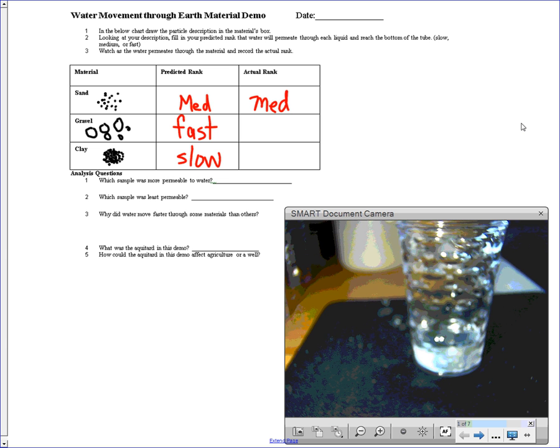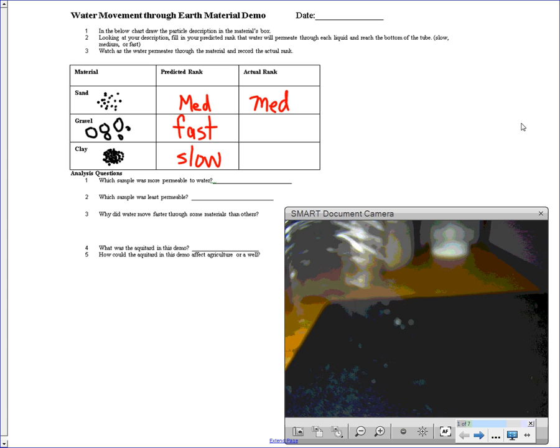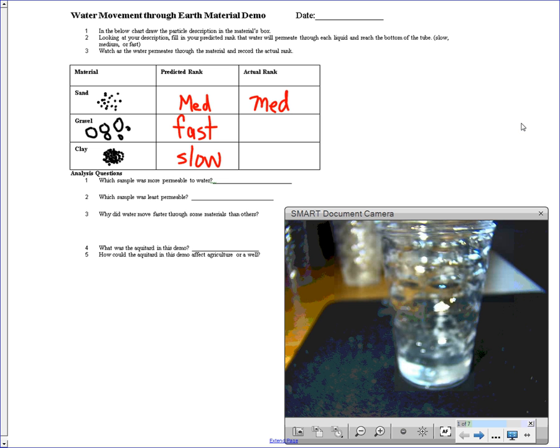All right, let's look at the gravel. And again, I'm taking only a half of this. Why am I being consistent again? So that it's fair. Was that dripping or pouring? Pouring. So would that be slow, medium, or fast?